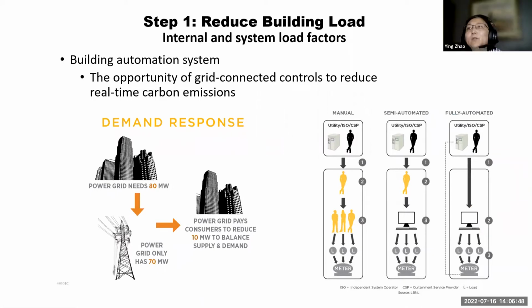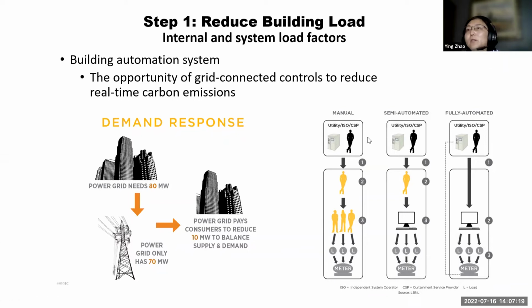For the power reduction, there is actually another new technology built to synchronize with the power grid. The building automation system will be grid connected, and the power grid will control the reduction of real-time building energy use, which is called demand response.